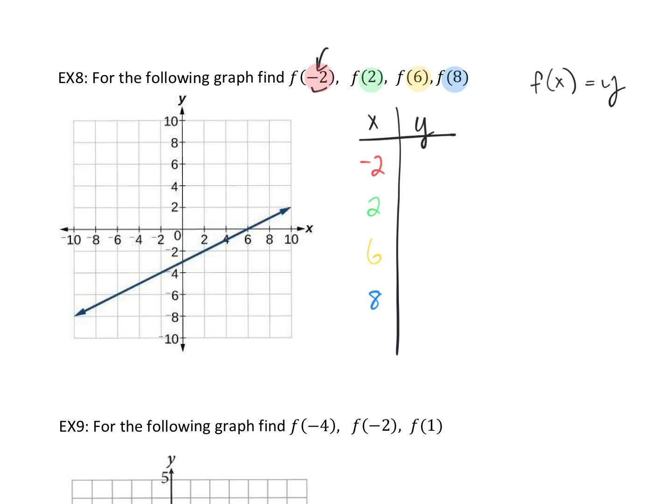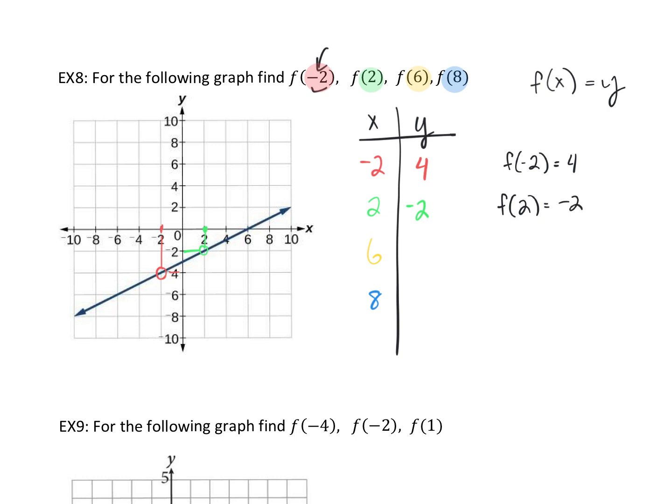So let's go ahead and look on this graph to figure out where negative 2 is. So here's negative 2. What's the matching y value? Well, it's down here, at 4. So the matching y value is 4. So I will write for my final answer, f of negative 2 equals 4. Now, let's see. x equals 2 right here. Matching y value is negative 2. So then f of 2 is negative 2.